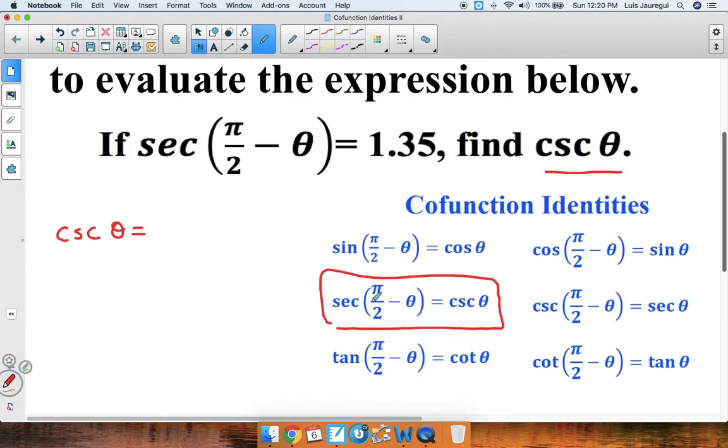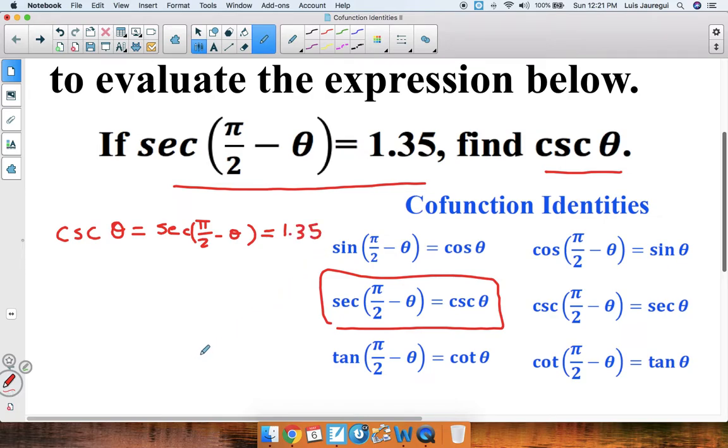Cosecant of theta is equal to secant of pi over 2 minus theta. However, notice that we're given this particular value. We know that secant of pi over 2 minus theta is equal to 1.35. So let's go ahead and substitute that in.